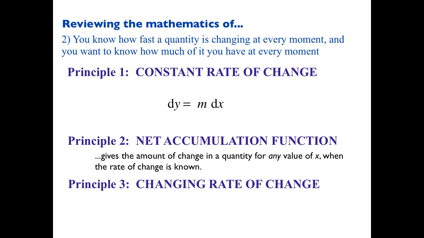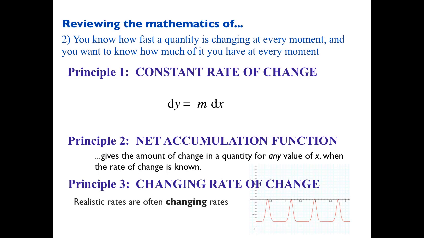Okay, then principle 3 was changing rate of change, that realistic rates are often changing rates. Here's that graph, remember, of the height of the flag. This is the rate of change of the height of the flag. The soldier is pulling hand over hand, pulling the rope down hand over hand. So somewhat would model that rate of change. Constant as he's pulling, but then in between, there's a pause. And so the rate of change spikes down to 0 in between every hand, right?